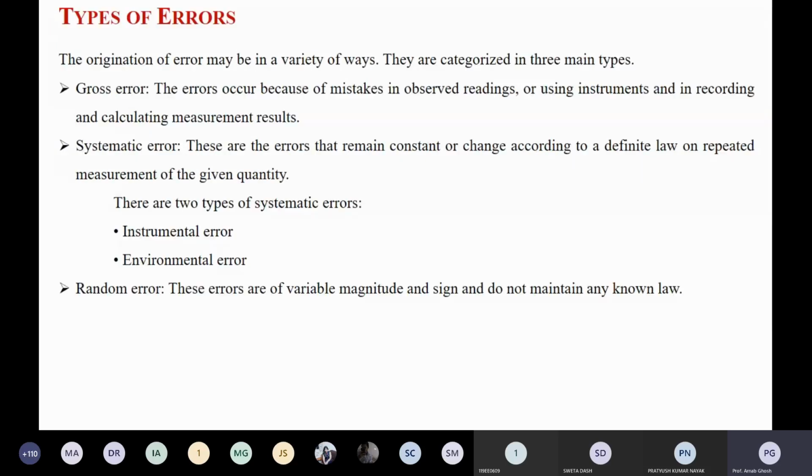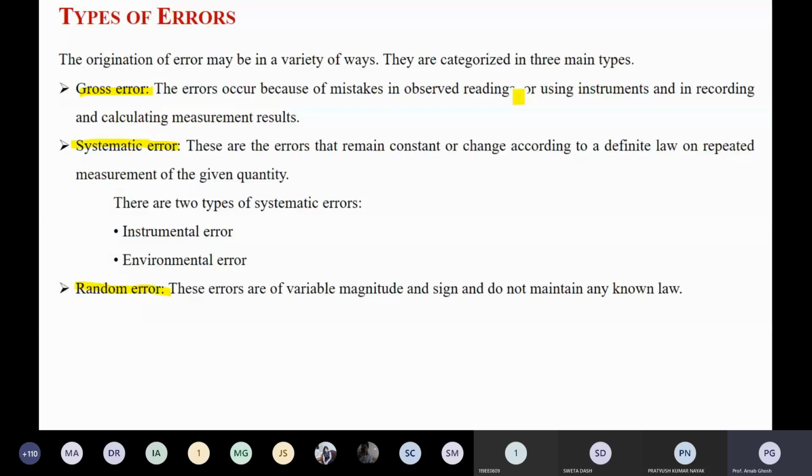Now the different types of error: gross error, systematic error, and random error. What is gross error? It is error caused by the observer's mistake in reading. That means gross error depends upon the observer. If we make any mistake at the time of measurement, at the time of reading the instrument, we can say it is gross error.